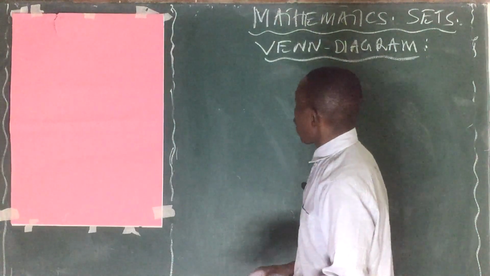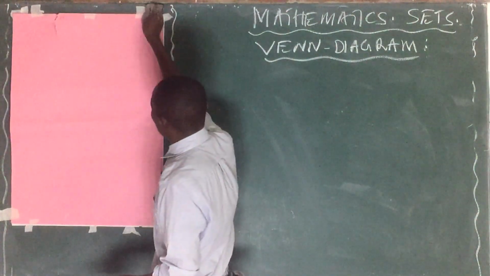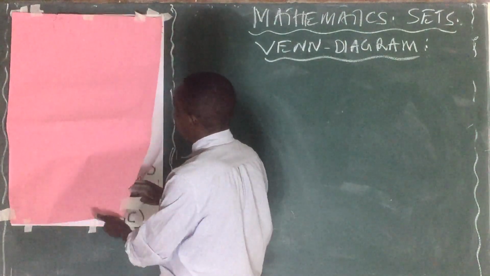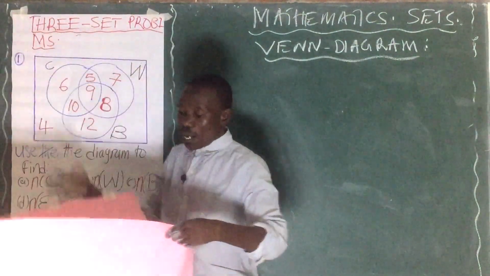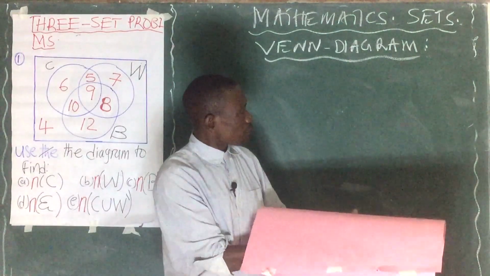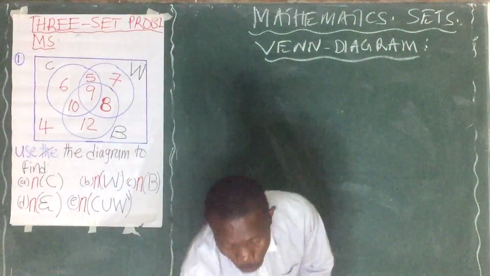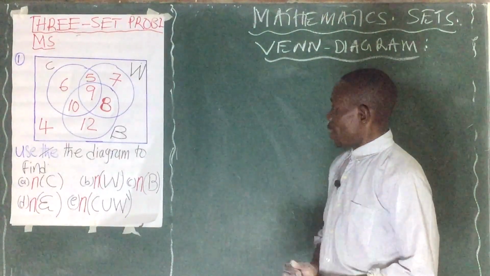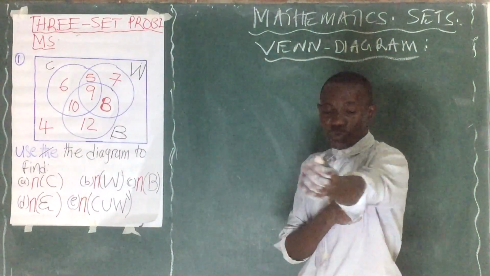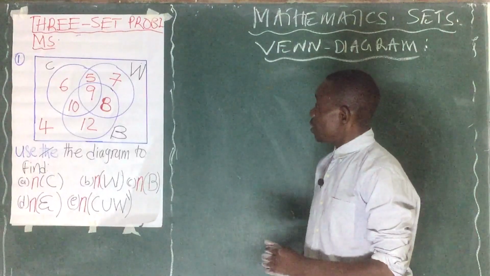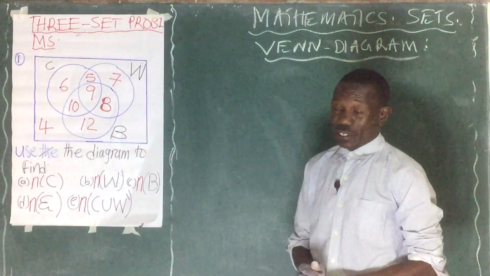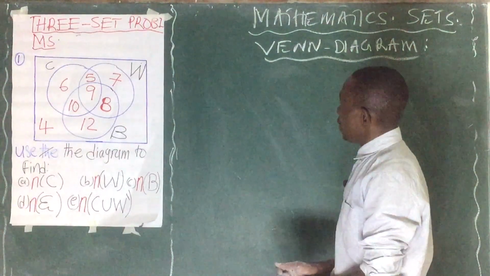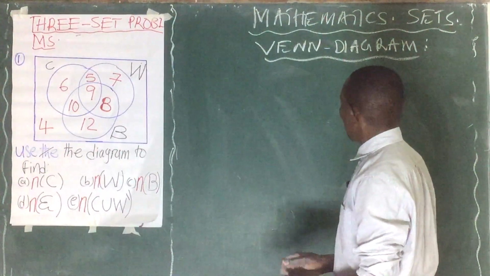I'll have two problems here, but most of what defines the Venn diagram has already been discussed in the first category of a two set problem. It will be the same here, but now we are having three subsets. How do we go about it? Is it different from what I've been doing? Here is one of the examples.